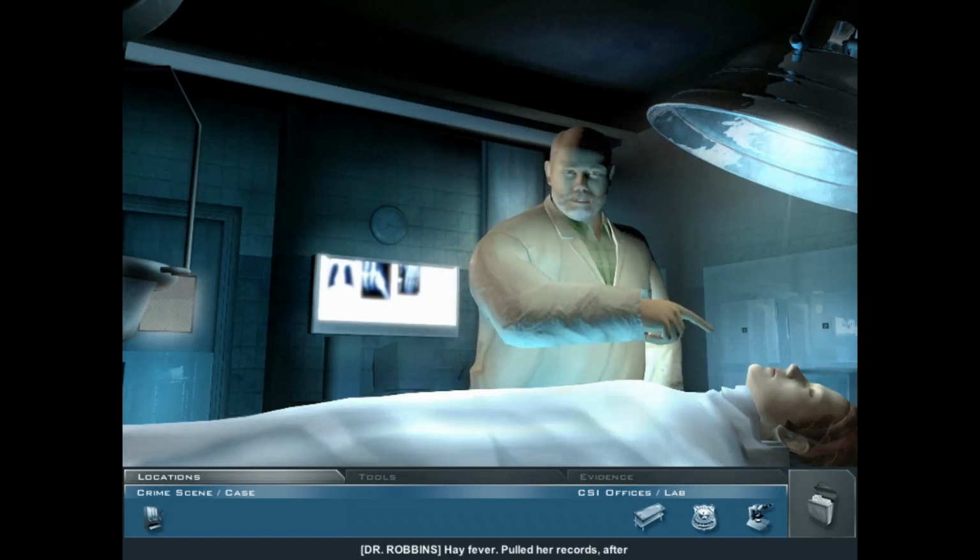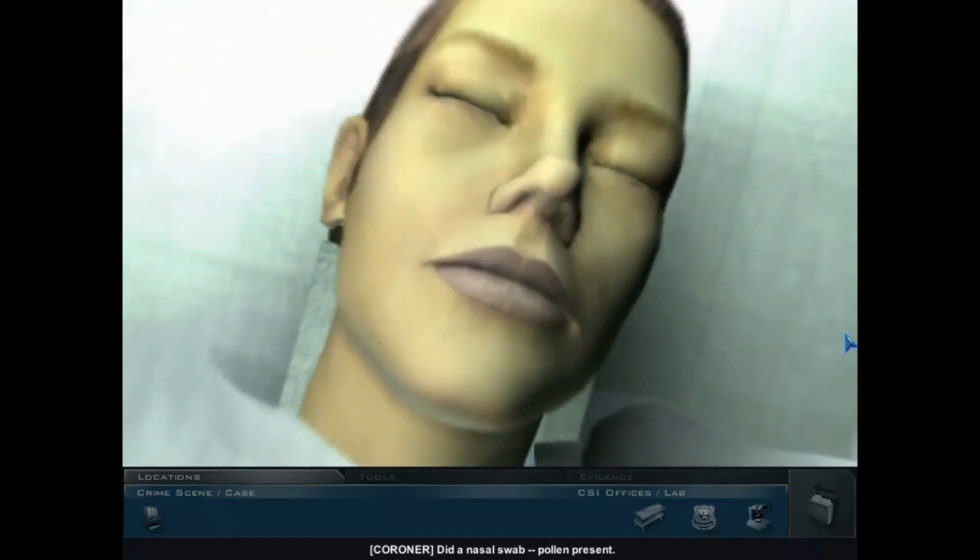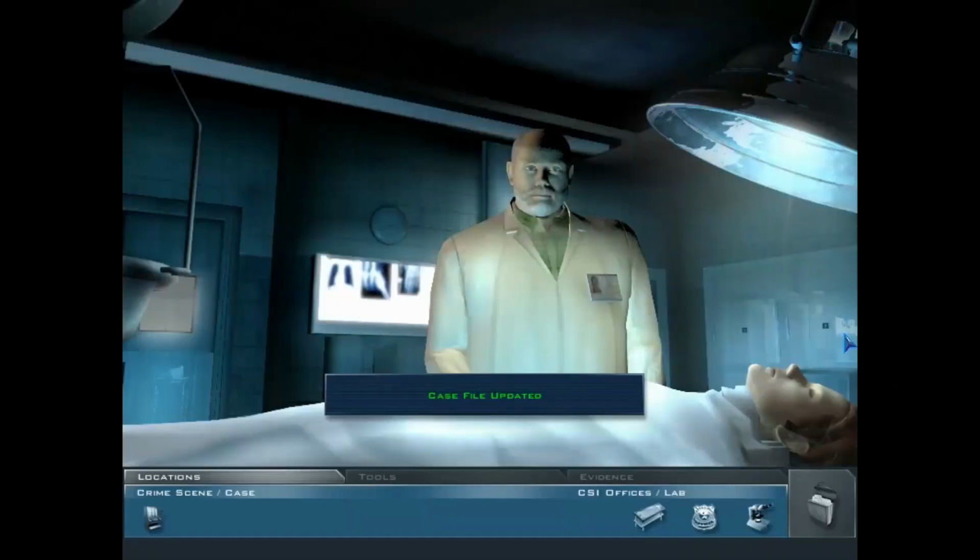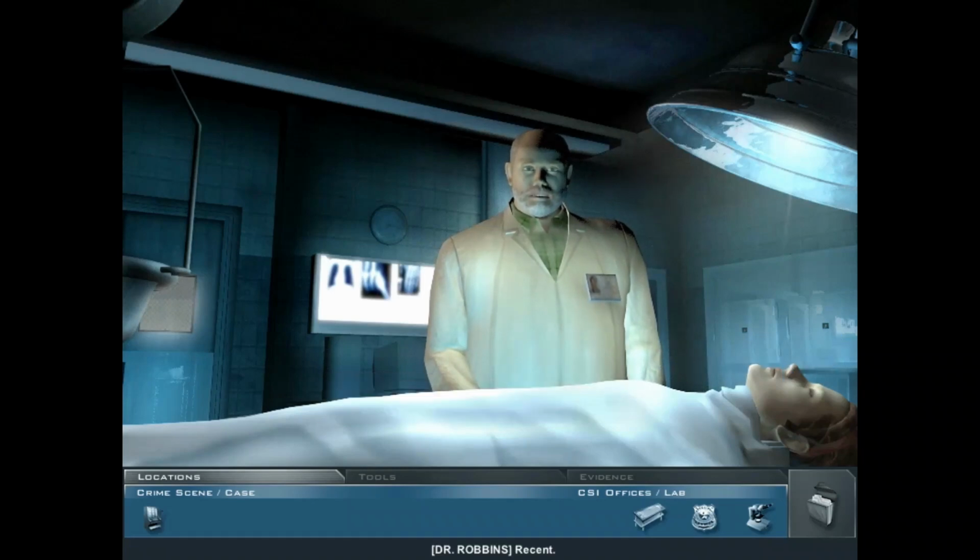Hay fever. Pulled her records after I saw the swelling, the redness around her sinus region. Did a nasal swab. Pollen present. Recent, but hard to figure out from body temp since the barrel could have trapped heat. No rigor mortis yet, so it must have been within the last 6 hours.